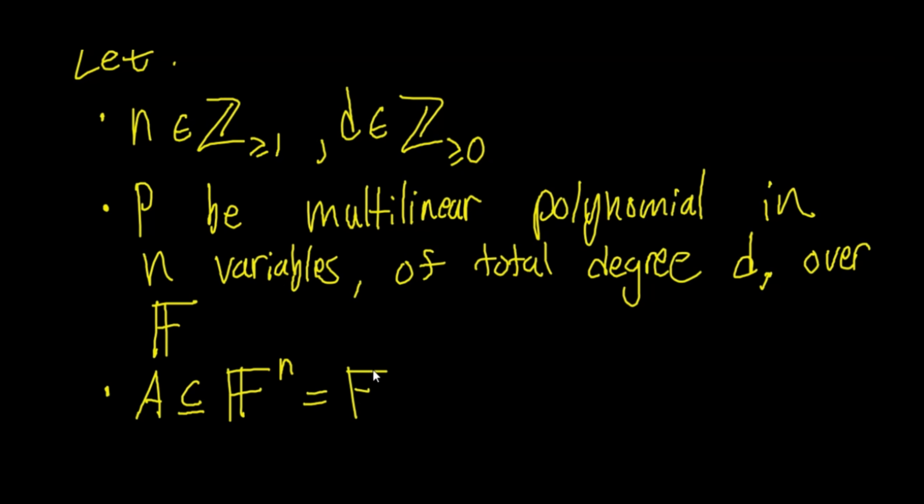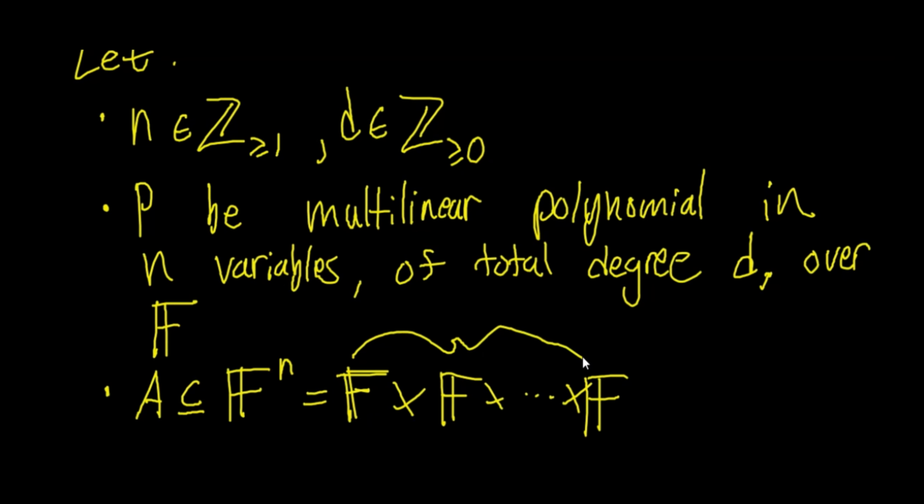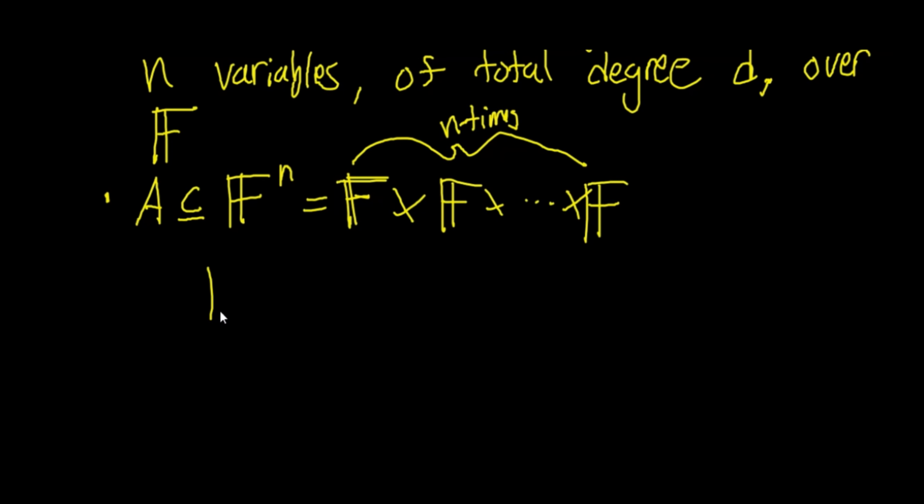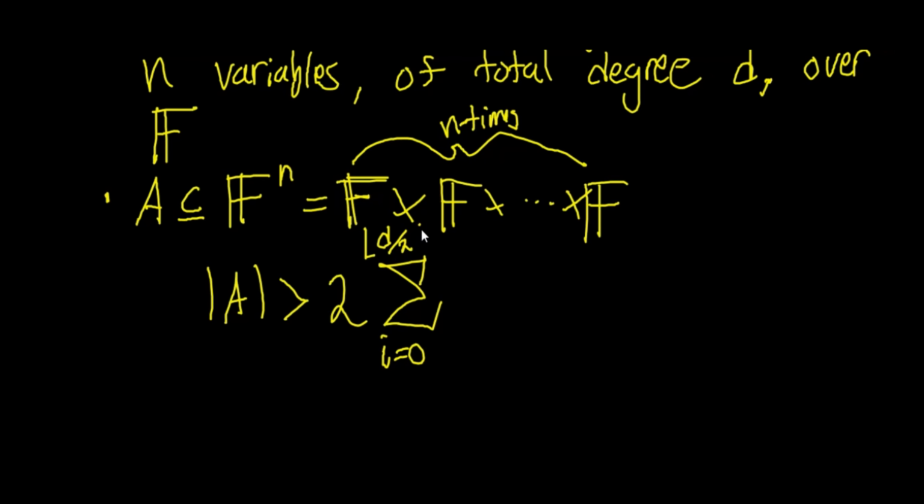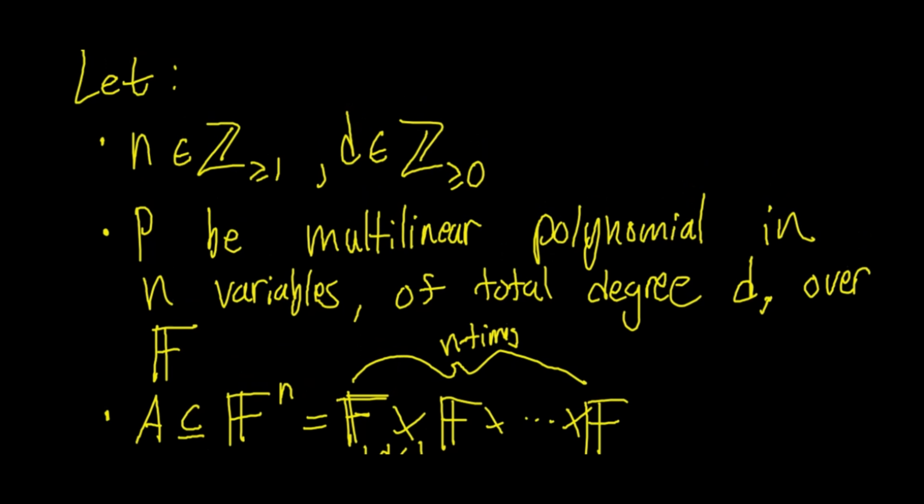So this is equal to F cross ... cross F, so this n times, and moreover, the cardinality of A is strictly greater than 2 times the sum from i equals 0 to d over 2, and I'll write the floor of d over 2, because we don't know that d is even, of n choose i.